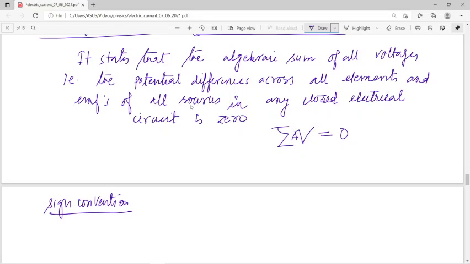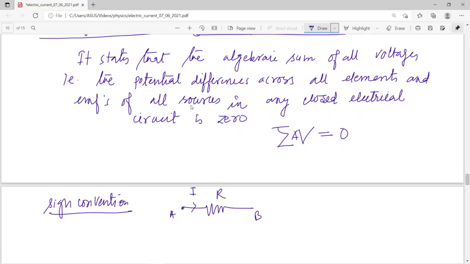That means, in a given electric circuit, say that is the resistance R, this is a point A and this is a point B. When a resistor R is traveled in the direction of current, that means the current flows like that and we are also traveling in the same direction, the potential difference ΔV across the resistor may be taken as negative.